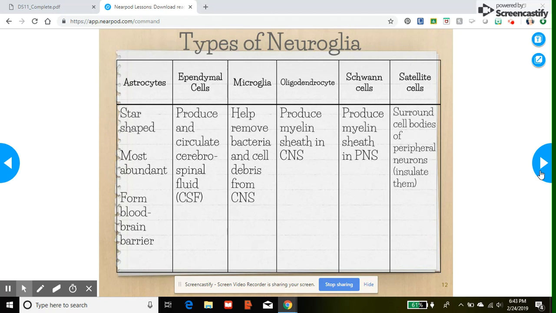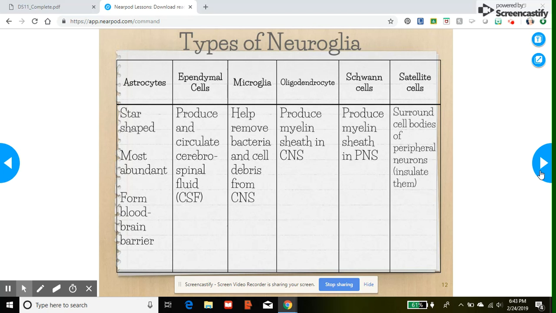Then we have our microglia. These are the cells that are going to act as like a white blood cell, lymphatic component. So it's going to help to remove any bacteria that might be there, any cellular debris. That's kind of their main job. Then we have the oligodendrocytes. We just talked about those. Their whole job is to produce that myelin sheath.